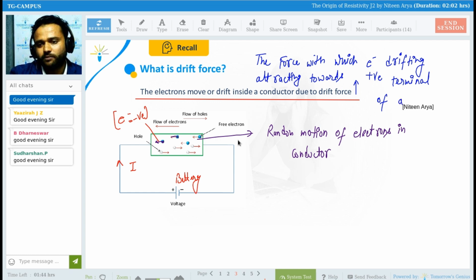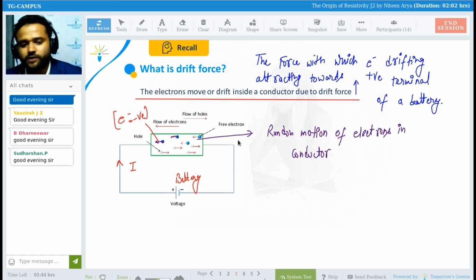Positive terminal of a battery or a cell, in general battery, is known as drift force. Is this clear, everyone? So what is a drift force? The force with which the electrons move towards the positive terminal of a battery. This is the positive terminal of a battery, so we can see that. Okay. And random motion of electrons, what is it in general?